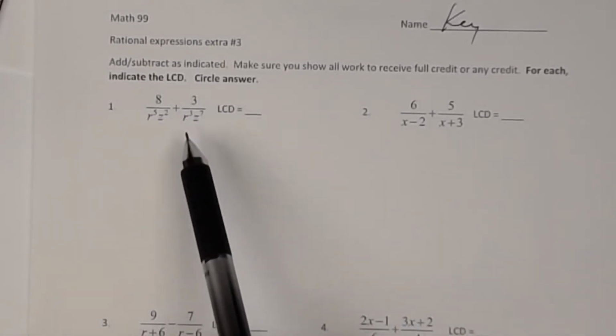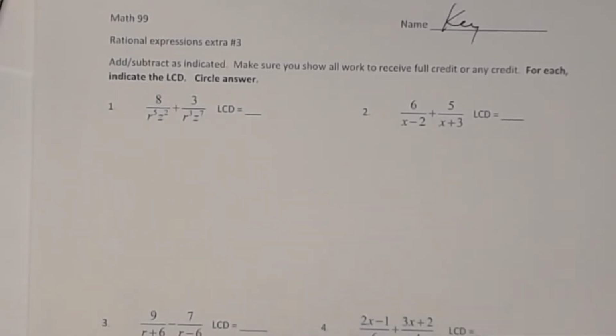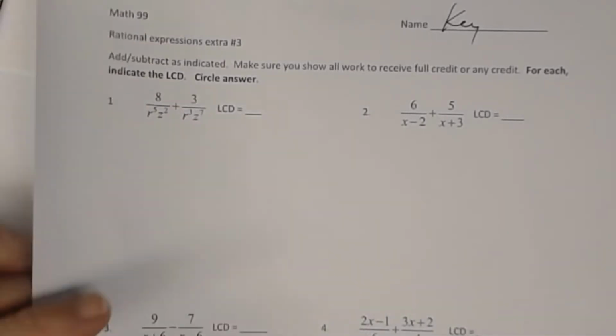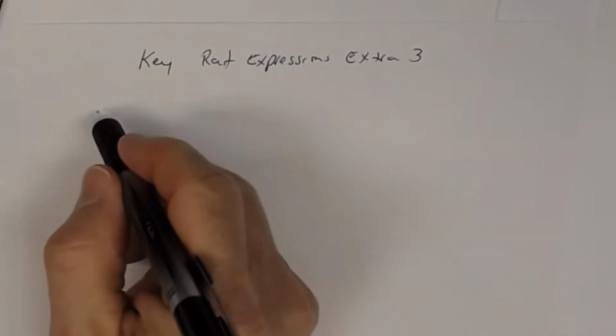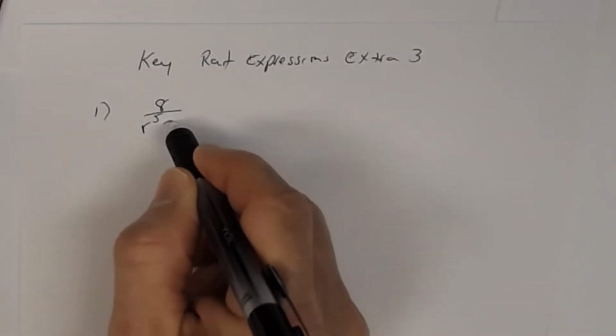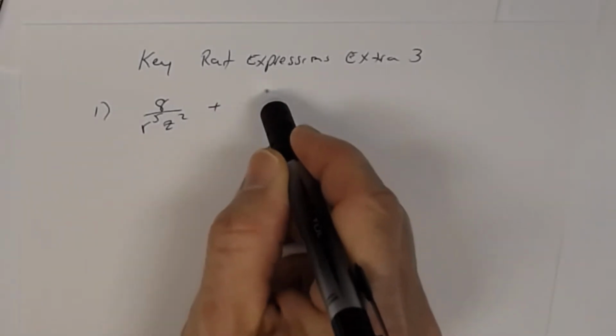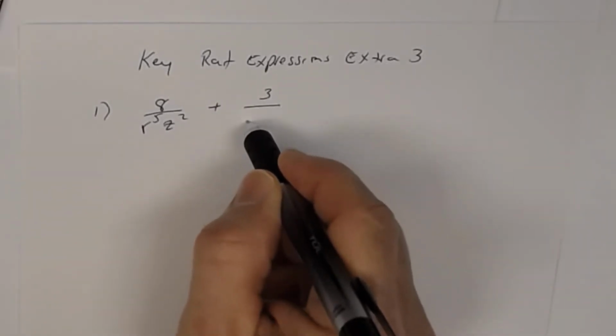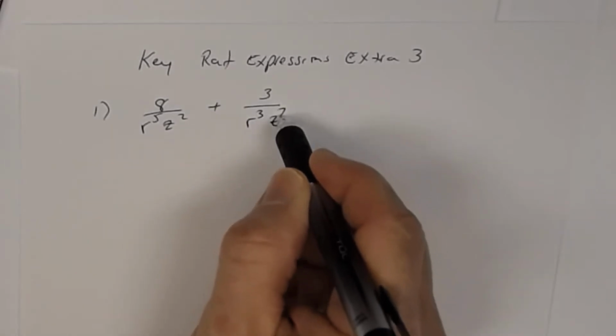For each, indicate the LCD. So you know there's a blank for the LCD in each of those cases. So let's look at number 1. Number 1, we have 8 divided by r to the 5th z squared plus 3 divided by r to the 3rd z to the 7th.